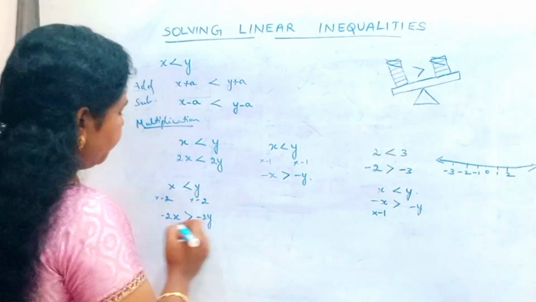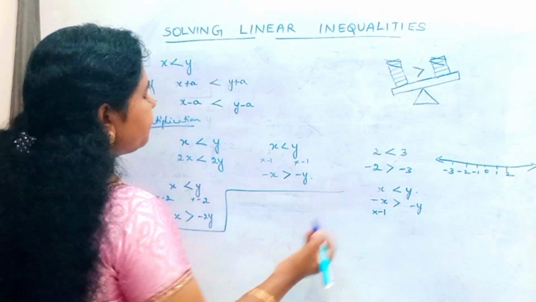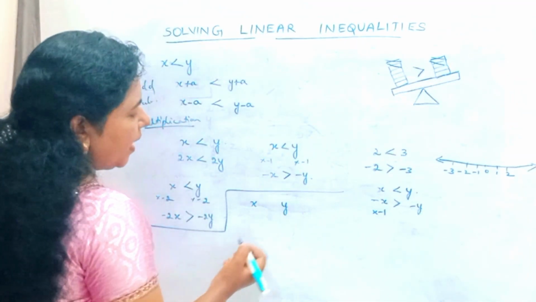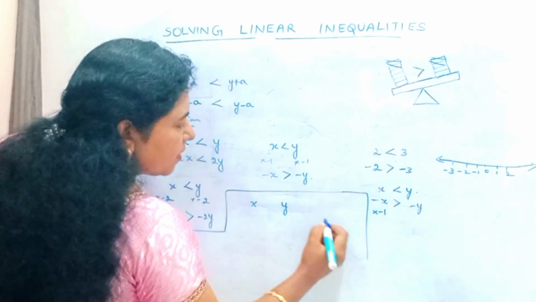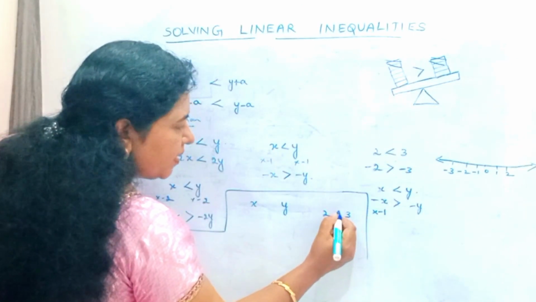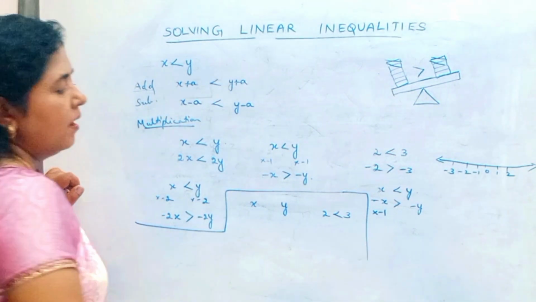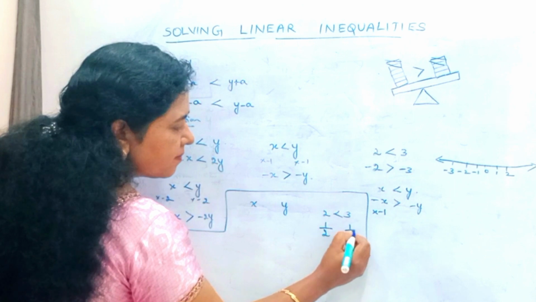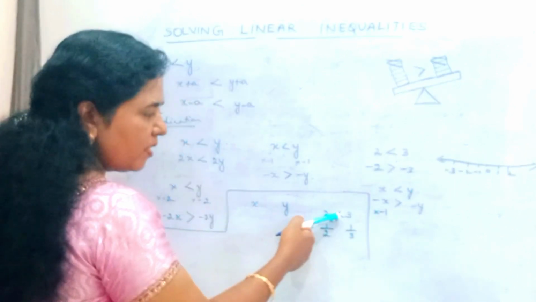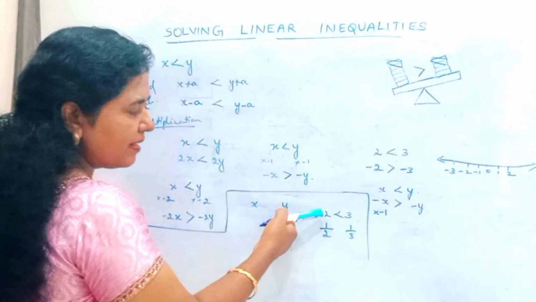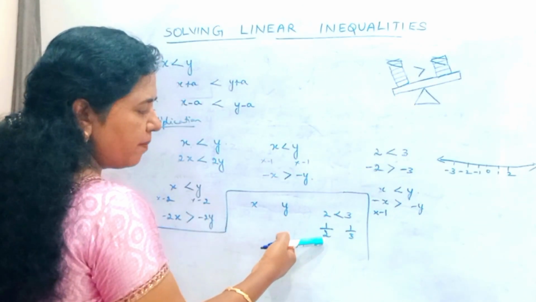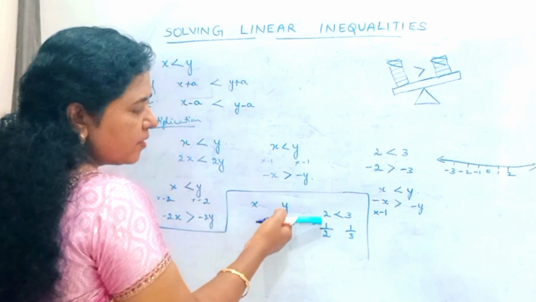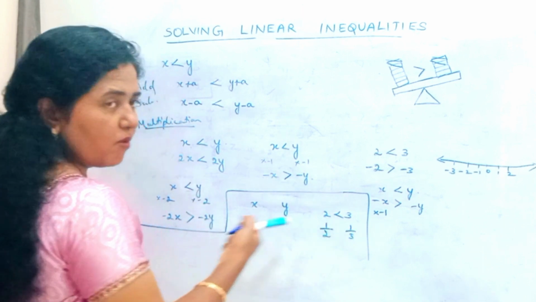Okay, now let us consider one more example. Before this, let us consider 2 is less than 3. What happens when we take the reciprocal of these numbers? When we take the reciprocal of 2, it becomes 1 by 2. Here also I am taking the reciprocal, it becomes 1 by 3. So 1 by 2 is greater than 1 by 3.